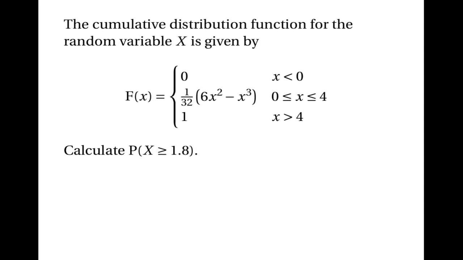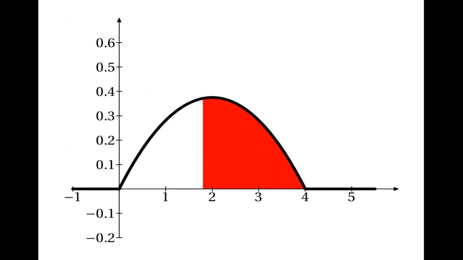Here's a similar question. This time let's find the probability that x is greater than or equal to 1.8. Well, again, if we drew the graph of the probability density function, we'd see that we had to work out this area, the area under the curve to the right of 1.8. And one way to find that is to look at the total area under the curve, which remember has to be 1, and to subtract the yellow area, the area to the left of 1.8.